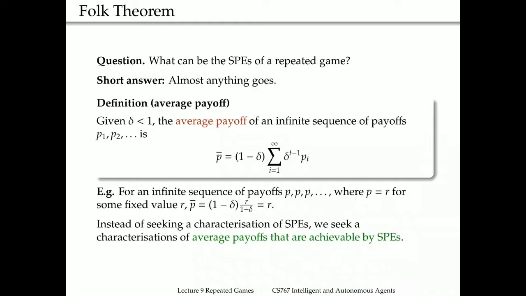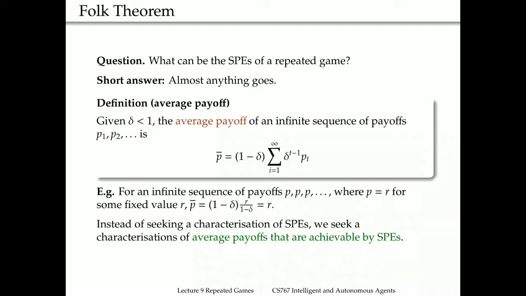Then the average payoff, which I denote by putting a bar on top of this P, is defined as 1 minus delta multiplied by the discounted sum of these payoffs. Why do I have this 1 minus delta term? Well, suppose you have an infinite sequence of payoffs of the same value P, say 5, 5, 5, 5, 5, and this goes on forever.